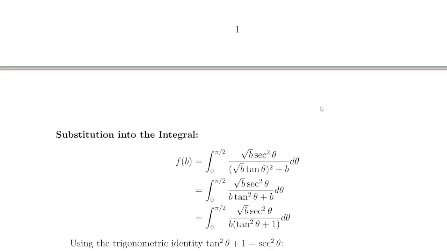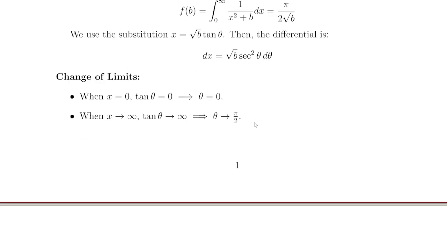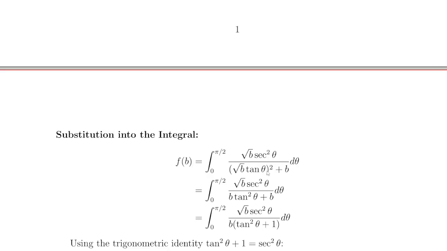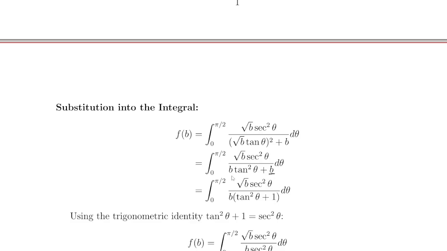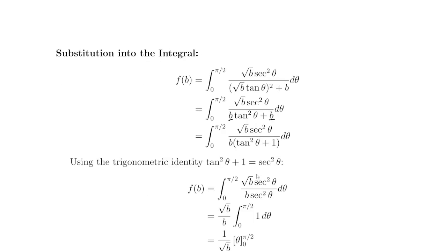And now we just have to substitute. On the top, we had dx, which is square root of b times secant squared theta d theta. And then on the bottom, we have x squared plus b, where x we said was square root of b times tangent theta. So now we can distribute the square to get b times tangent squared theta plus b. We'll factor out a b from the denominator and have tangent squared plus 1 left, which is just secant squared. So we have square root of b times secant squared over b times secant squared. The secant squareds are going to cancel. Square root of b over b is just a constant that comes out because it doesn't depend on theta.